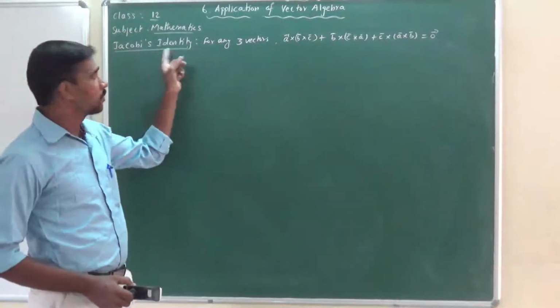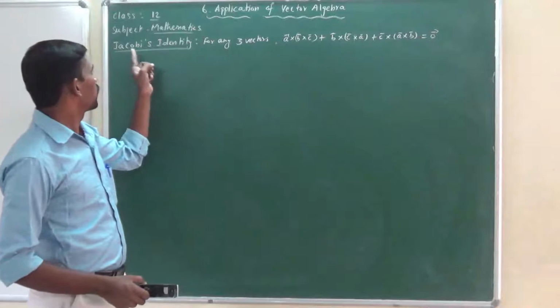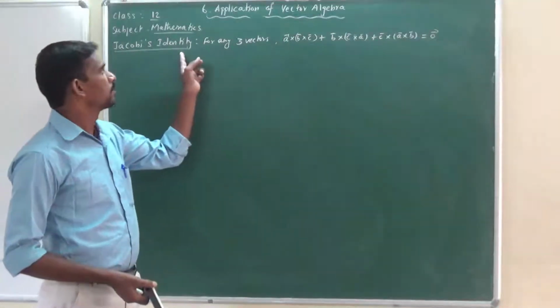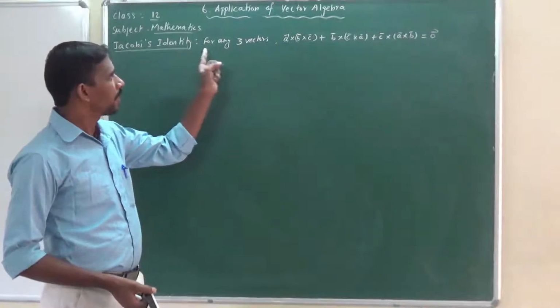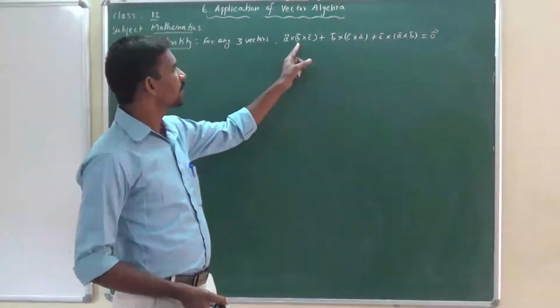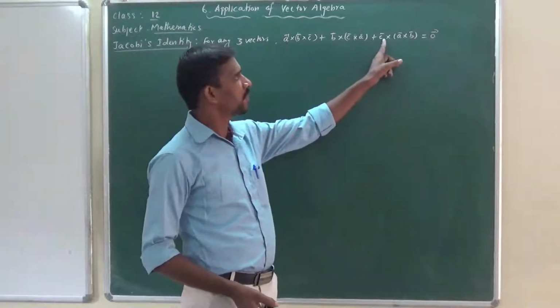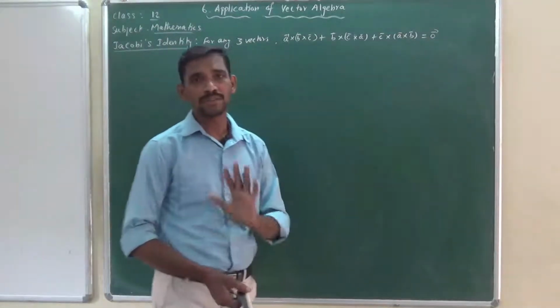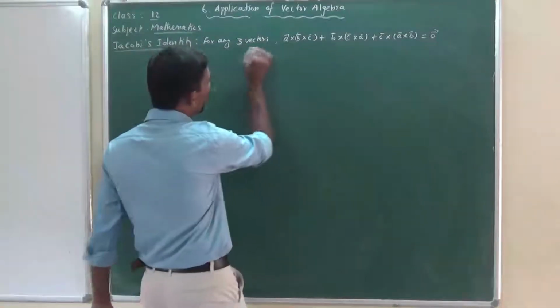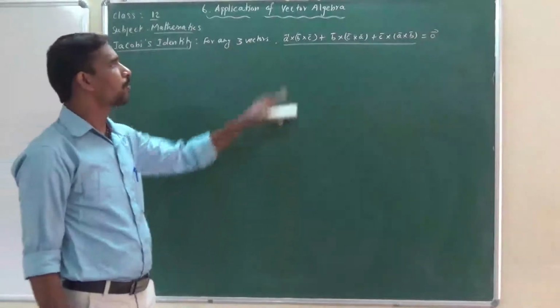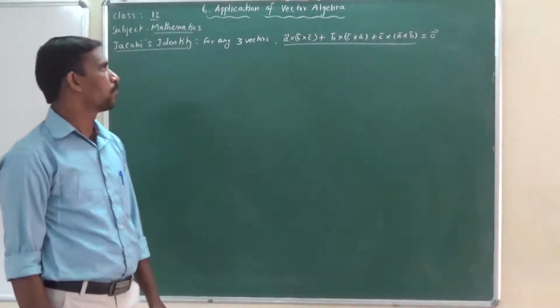Now we have to study Jacobi's identity. What is Jacobi's identity? Jacobi's identity says that for any three vectors, a vector cross (b vector cross c vector) plus b vector cross (c vector cross a vector) plus c vector cross (a vector cross b vector) is equal to the 0 vector. Now we want to prove that this relationship is equal to 0.